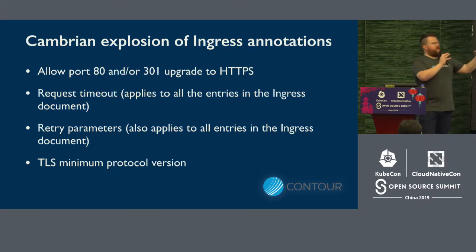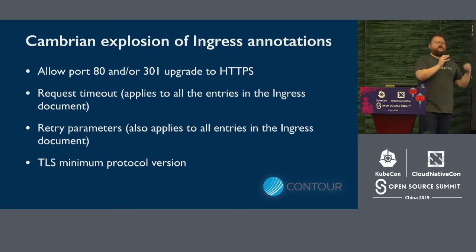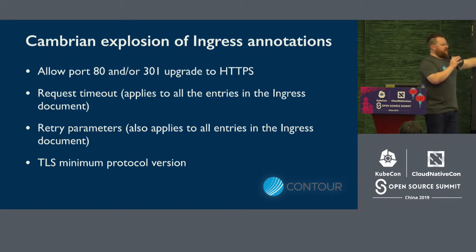If you split your host across several documents and they have different values for the TLS min protocol version, that means that you've committed to doing a different TLS handshake based on the path of the request, which you don't know at that point because you haven't completed the TLS handshake. So it seems that some annotations apply on the Ingress and some apply globally or to the virtual host.